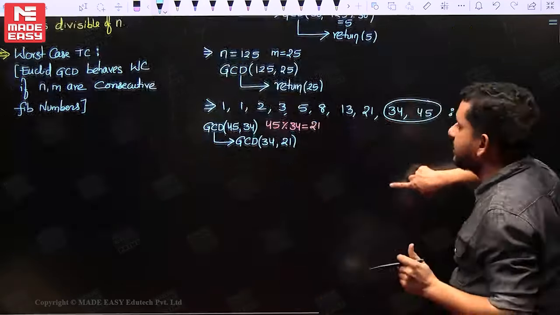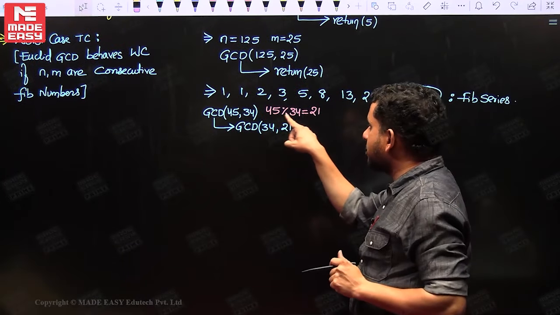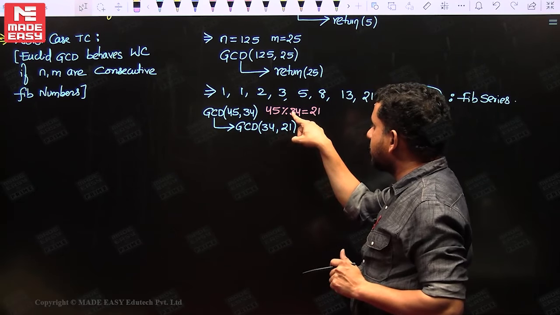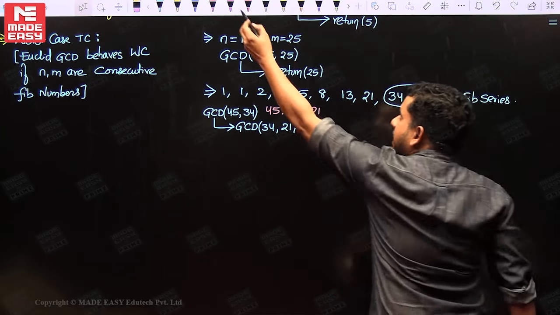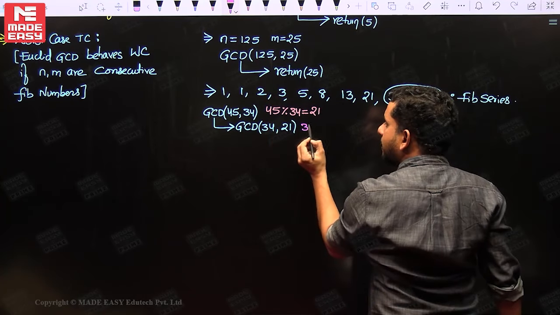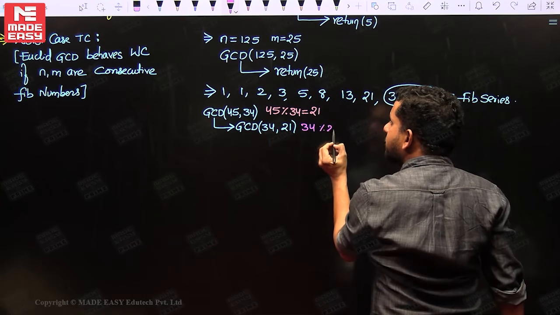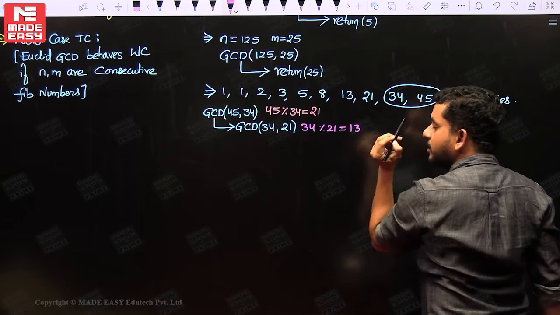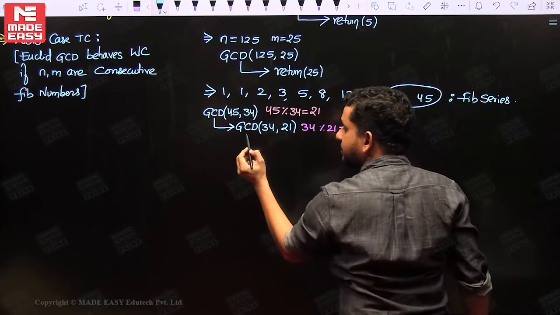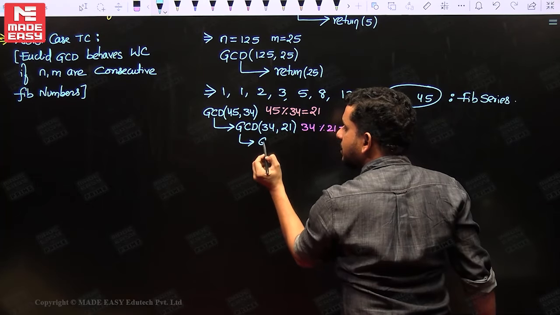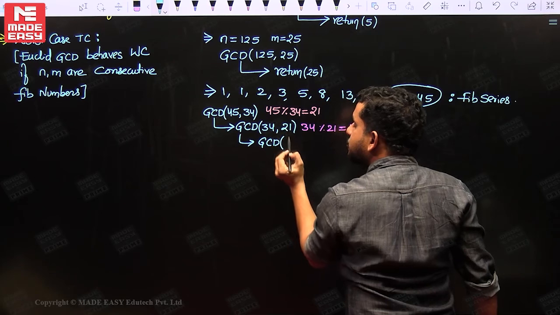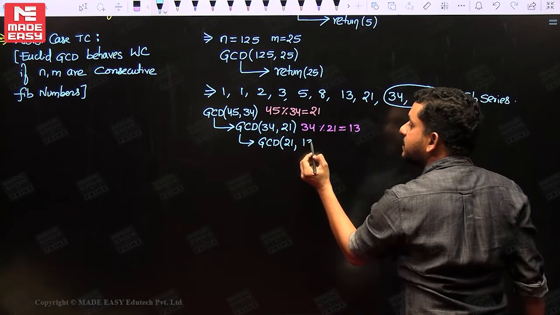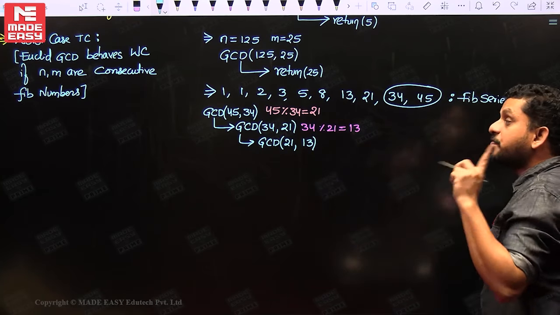Similarly here, this 34, the n modulus of m is not 0, it's 21. This 34 becomes the first parameter, and n modulus of m becomes the second parameter. Again compute n mod m: 34 modulus of 21 becomes 13, not 0. Not 0 means again it calls the function. It becomes GCD of 21 as the first parameter, and 34 modulus of 21, which is 13, as the second parameter. Third function call is made.